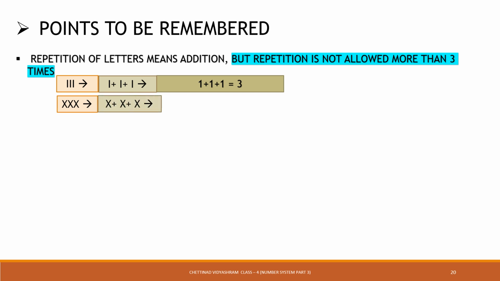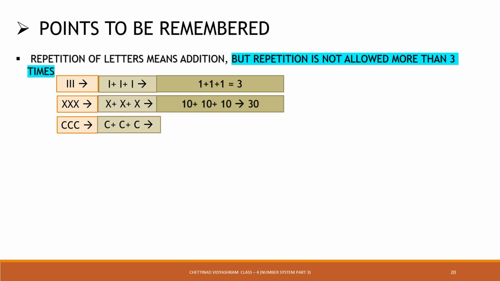Repetition means addition. So, X plus X plus X, what is the value of X, children? It is 10. 10 plus 10 plus 10 is just 30. Next, C plus C plus C. The Hindu-Arabic numeral for C is 100. 100 plus 100 plus 100 is 300.